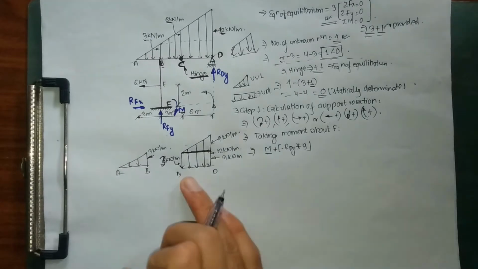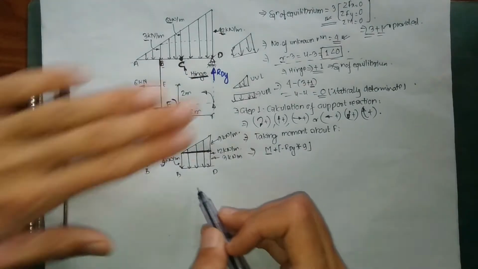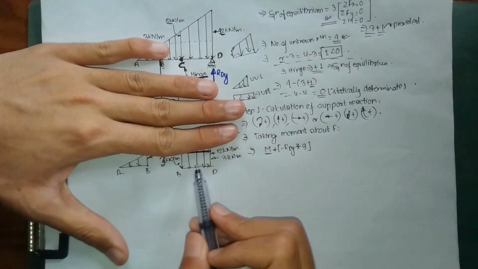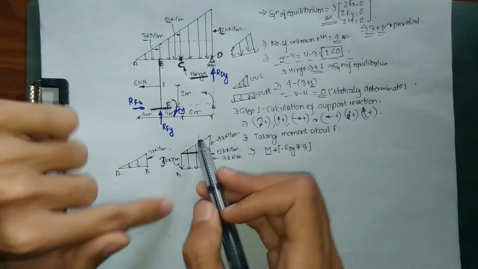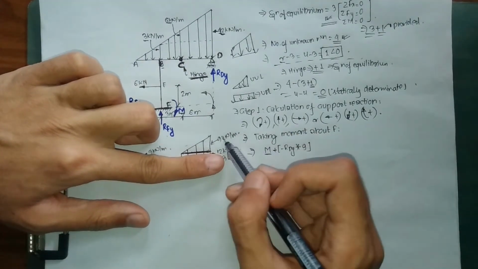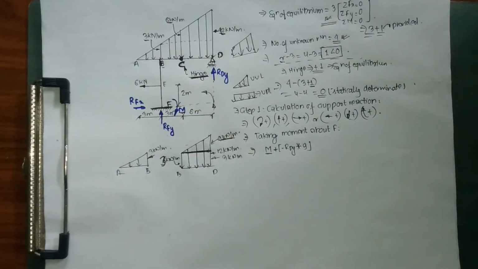So what we have simply done for our member BD is converted it into a combination of UVL and UDL. Right now, if you look at this portion, we have a UDL, uniformly distributed load, of 3 kN per meter, while our upper portion is a UVL, uniformly varying load, of magnitude 9 kN per meter. Now we are going to use this to calculate our moment about F. This is a little bit of a confusing portion.